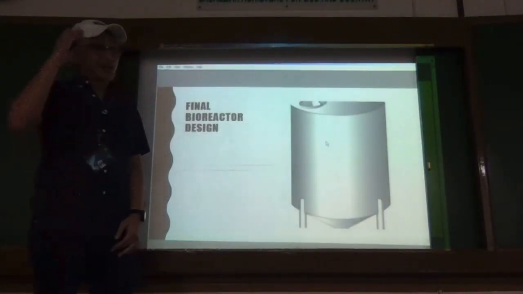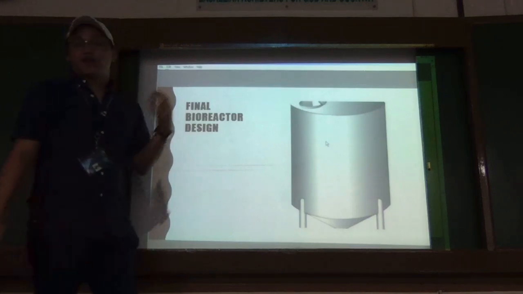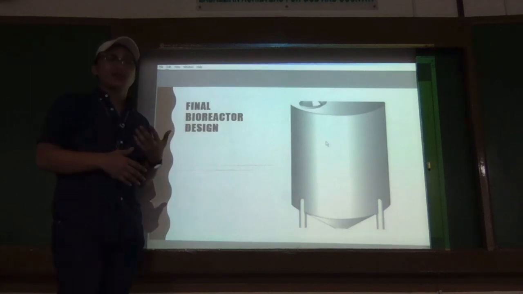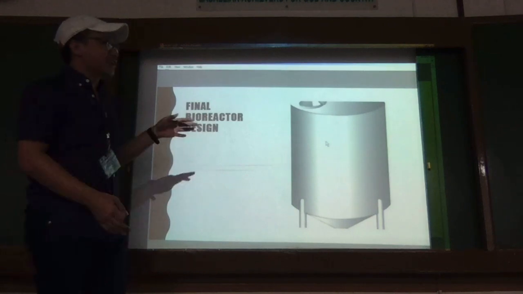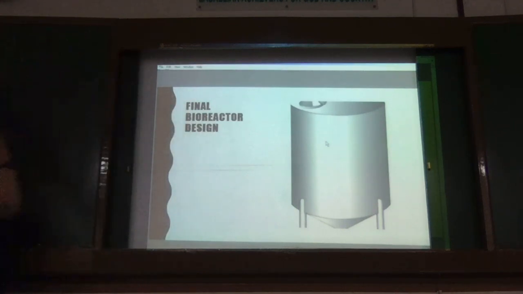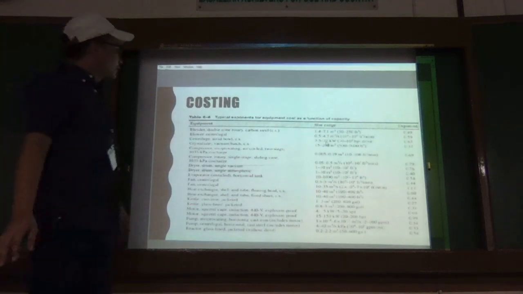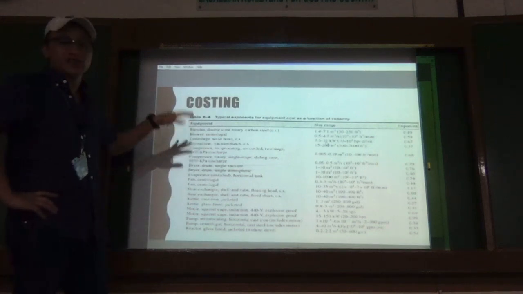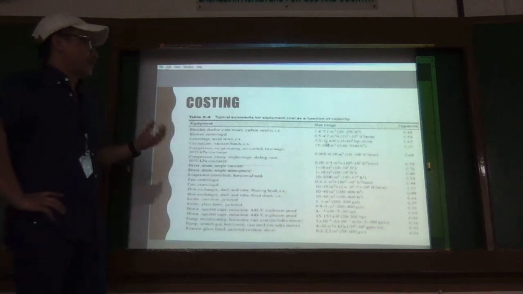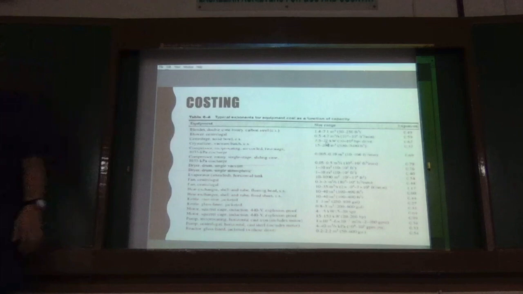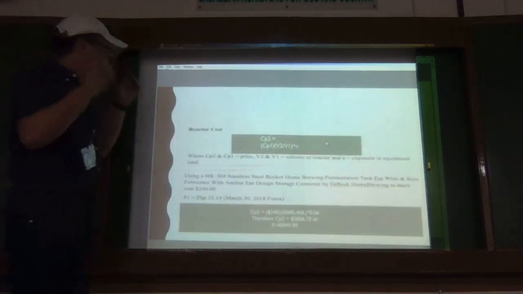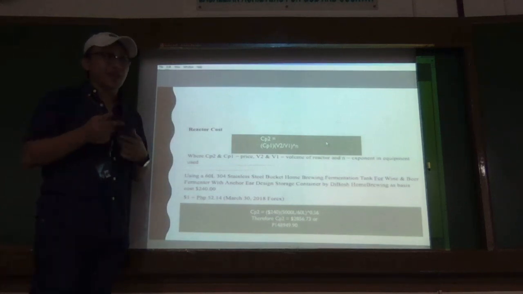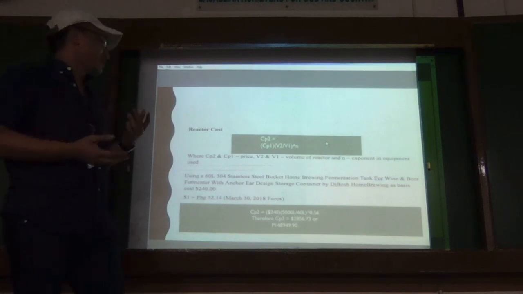Now that we have finalized the parameters, design, and dimensions of our proposed bioreactor tank, as engineers, we need to know how much building and operating this bioreactor tank and the plant itself will cost us. For the costing computation, we will be using this table of exponents for the equipment cost as a function of capacity. Obviously, as the capacity of a bioreactor tank increases, we expect that it will be more expensive.